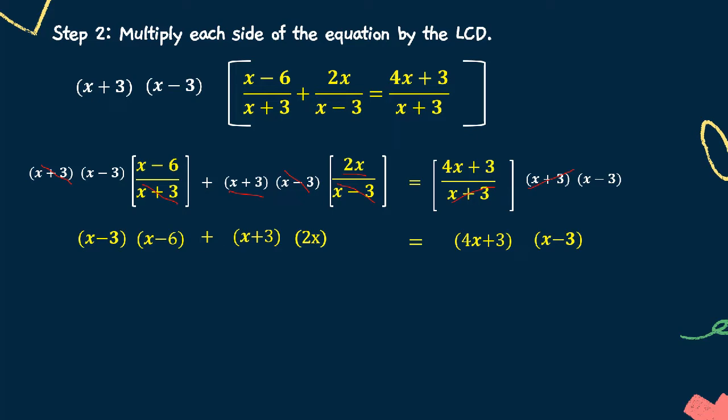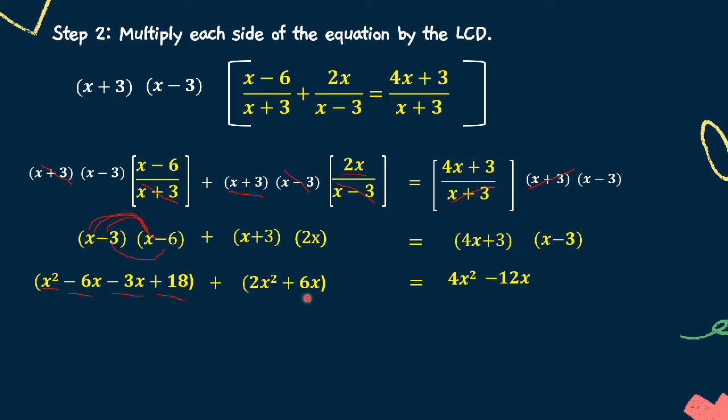After simplifying the equation, we do the operations here. We have x times x is x squared, x times negative 6 is negative 6x, negative 3 times x is negative 3x, and negative 3 times negative 6 is positive 18. Next, we simply copy the plus. Next, we have 2x squared plus 6x, because x plus 3 times 2x gives 2x squared and 6x.